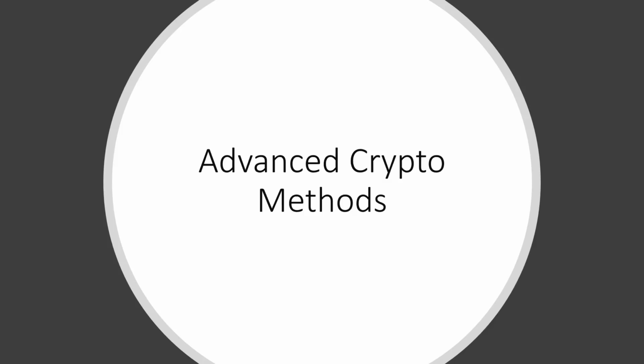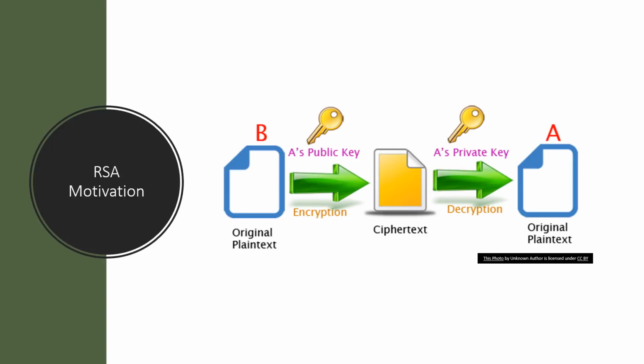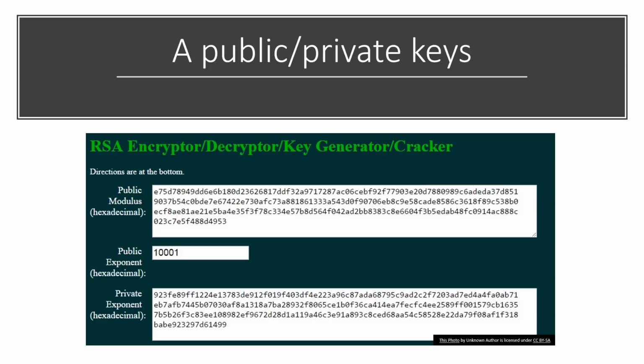So let's look at the advanced crypto methods and how this might work. The main idea of the advanced crypto method, or the RSA motivation, is that we have the original text, and there's a public key for A. A is the one who is receiving the message. B encrypts the message using A's public key. The resulting text is called ciphertext, and this text is the one that an intruder cannot understand unless the intruder gets hold of A's private key. So using A's private key, A will decrypt this and get the original text back. So that's the key idea of this public-private encryption.